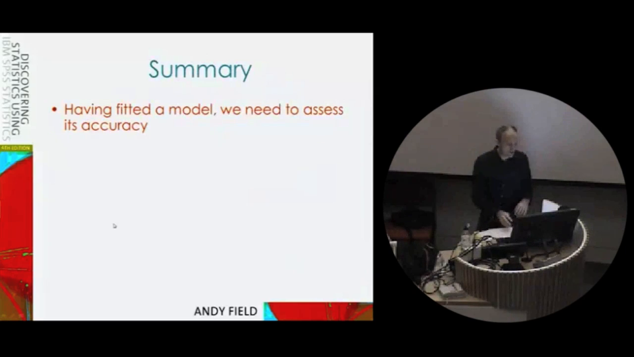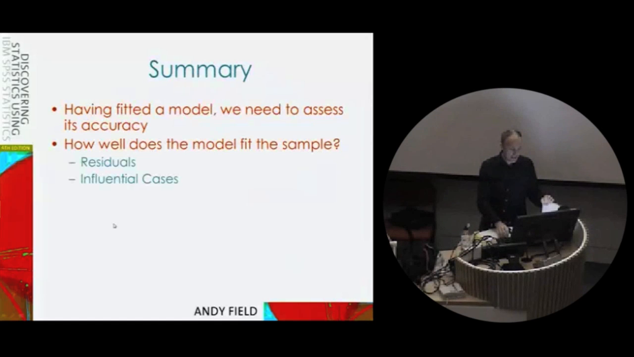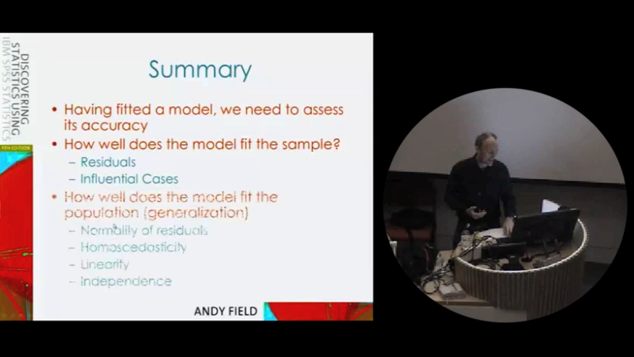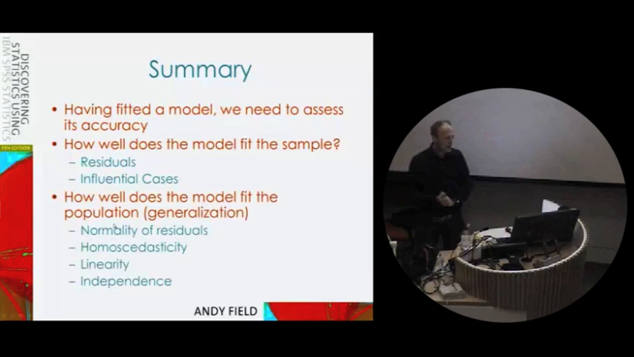So just to summarize all of this, once you've fitted a model, we need to assess its accuracy, look for sources of bias, and get some idea of whether it's actually a decent fit, or whether there are things affecting it. We can look at how well the model fits the sample. We could do this by looking at residuals and influential cases. We would need, in the first place, to think about which order we put predictors into the model and whether we do it stepwise or hierarchically. There's also the issue of how well the model fits the population. That's when we start talking about confidence intervals. We're trying to estimate what the actual values of the betas are in the population.